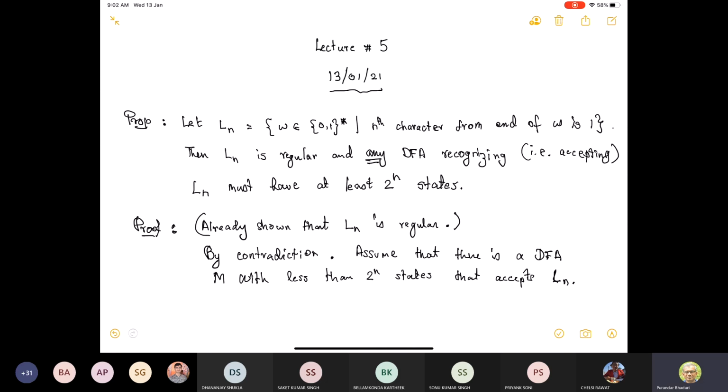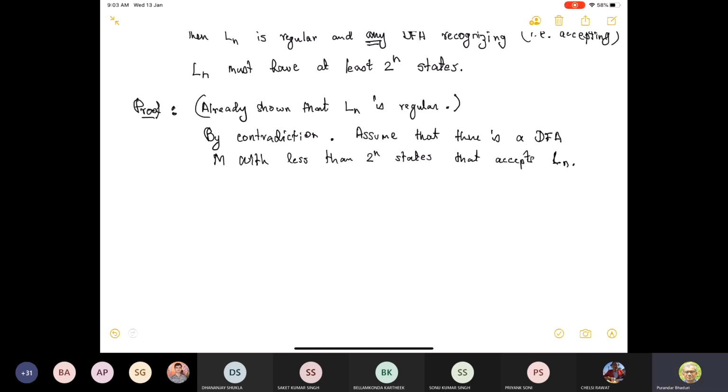And saying that, oh, we need to remember the last n bits, and to remember n bits, we need 2 to the n states. That is not a proof. That is just an intuition. Okay? So we have to give a proof, and this is how it is done.